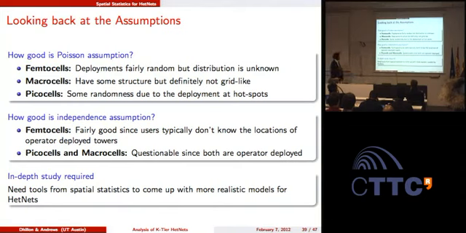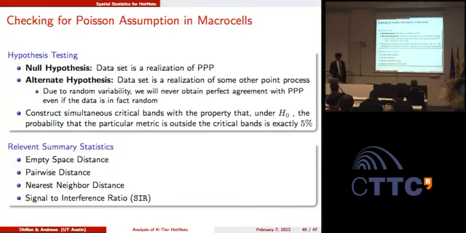So this shows that we do need some in-depth study. And there are tools in spatial statistics. I'll just touch on some really nice tools, but we just need data, and the mathematical tools are there. So first, let's check the Poisson assumption in macrocells. We had a data set, the one which I showed in, I think, my second or third slide. So let's check if that complies with the Poisson assumption or not.